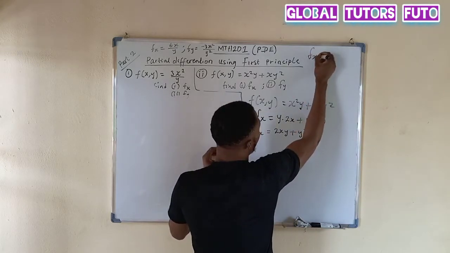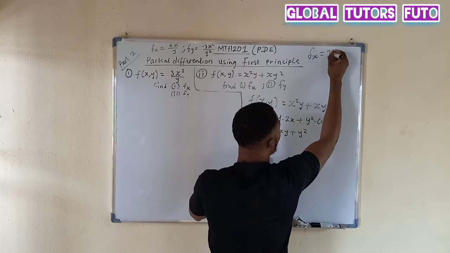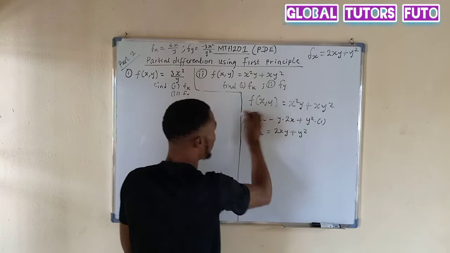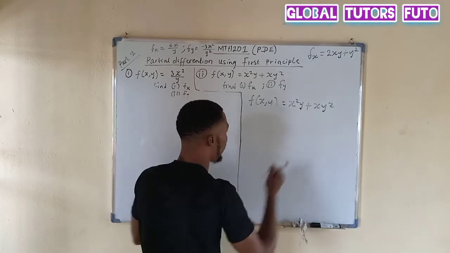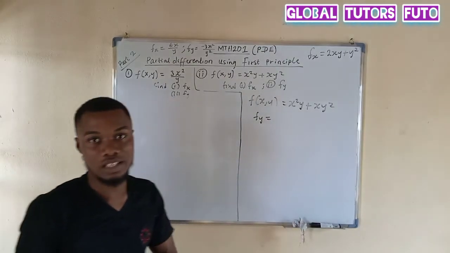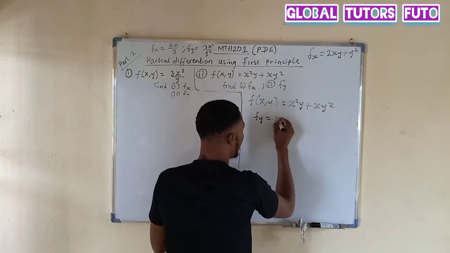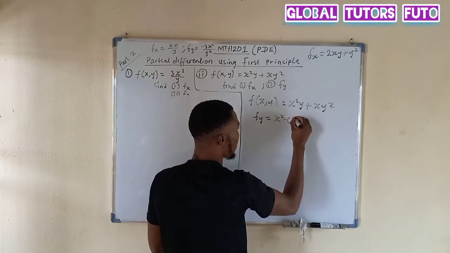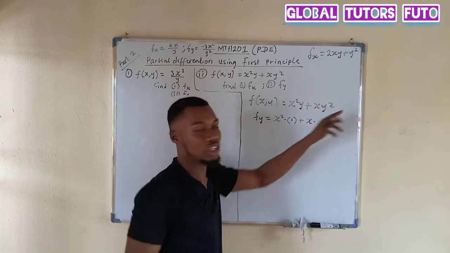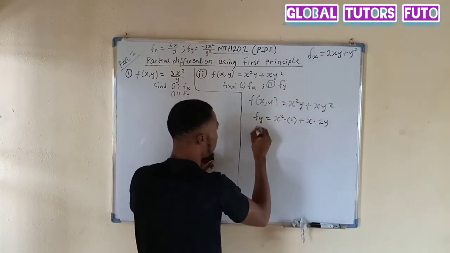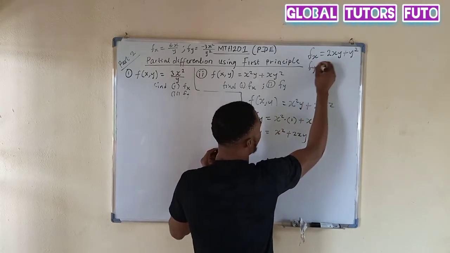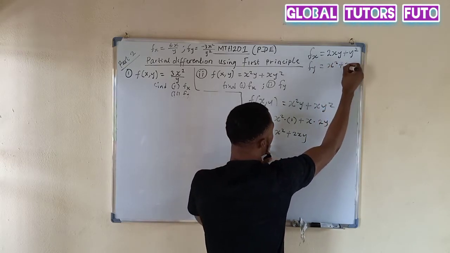So after solving, using first principle, our f_x should give us 2xy plus y squared. Now let us solve for f_y. Everything about x is now a constant. So x squared here is our constant; when we differentiate y we get 1. Also, x is our constant; when we differentiate y squared, we get 2y. So our f_y is equal to x squared plus 2xy.